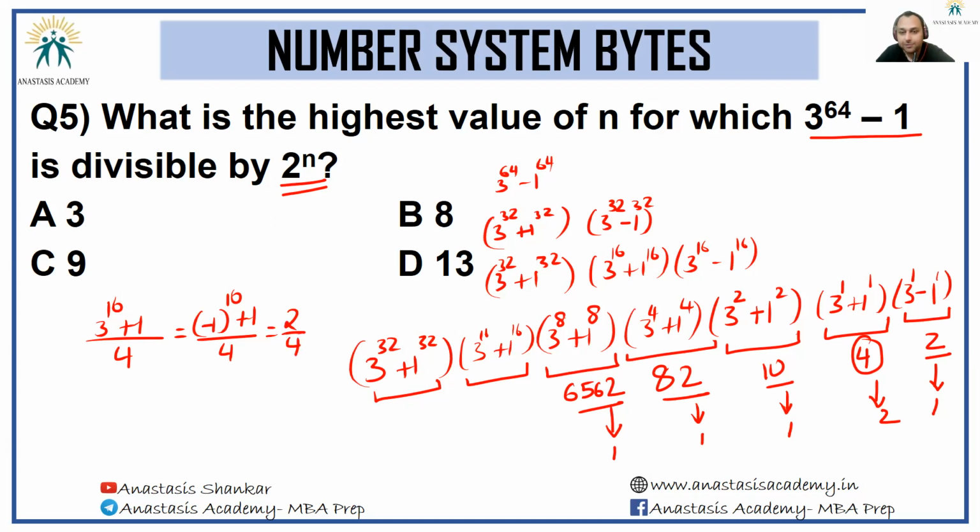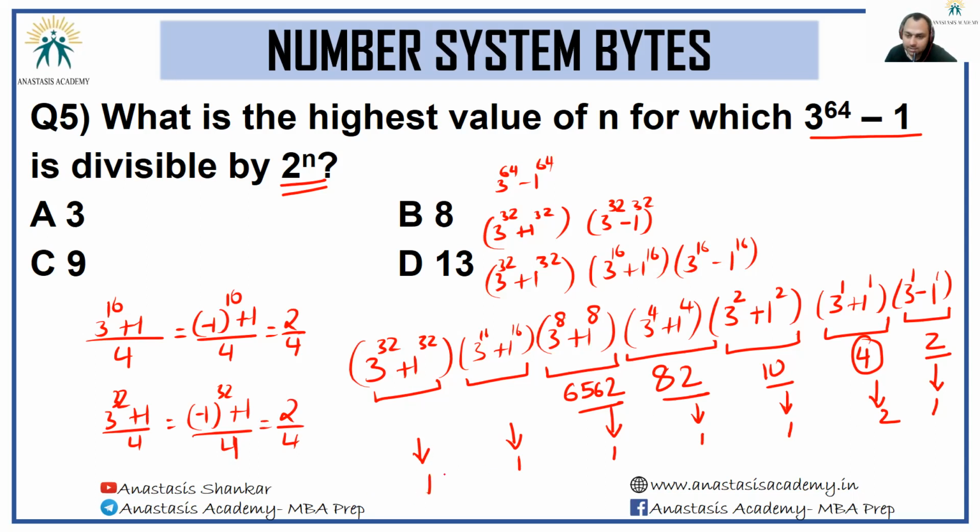So the highest power of 2 present within it will also be 1. While we don't know the value, the highest power of 2 present within this number will also be 1. Similarly, for this case, 3 raised to the power 32 plus 1 by 4 is minus 1 raised to the power 32 plus 1 by 4, as good as 2 by 4. Highest power of 2 present within this expression is also 1.